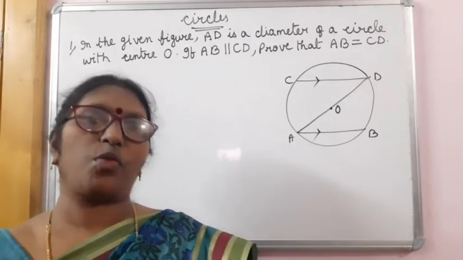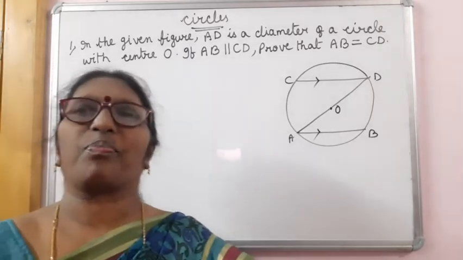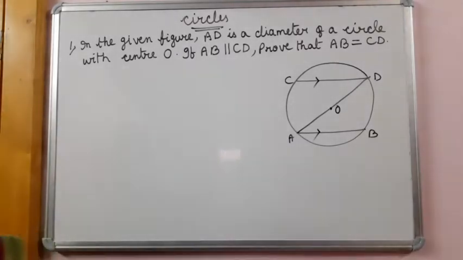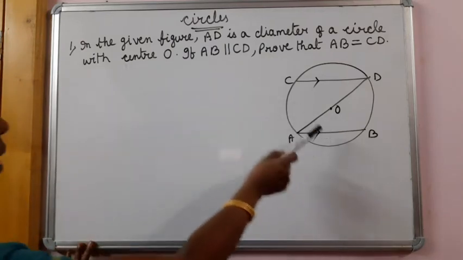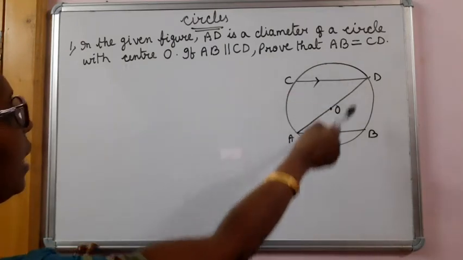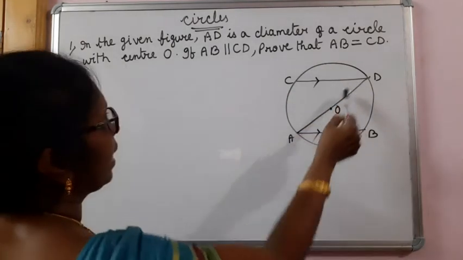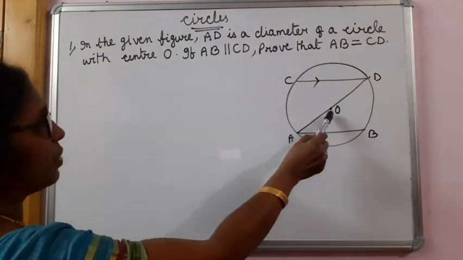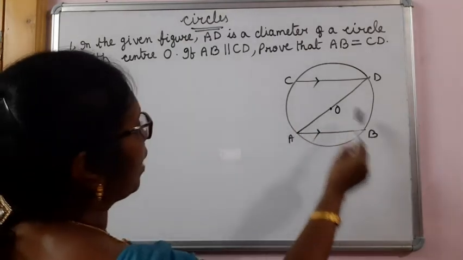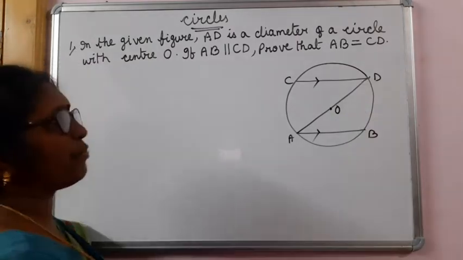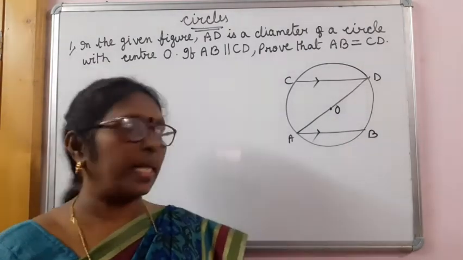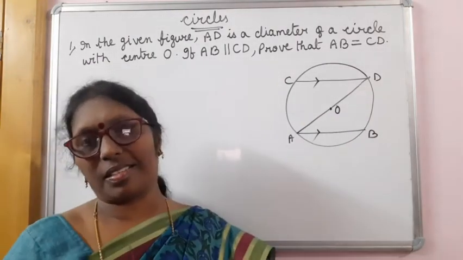Today, let me solve a figure-based problem of chapter circles. This is the given figure. In this figure, AD is the diameter of a circle with center O and AB is parallel to CD. If it is so, we have to prove that AB is equal to CD.